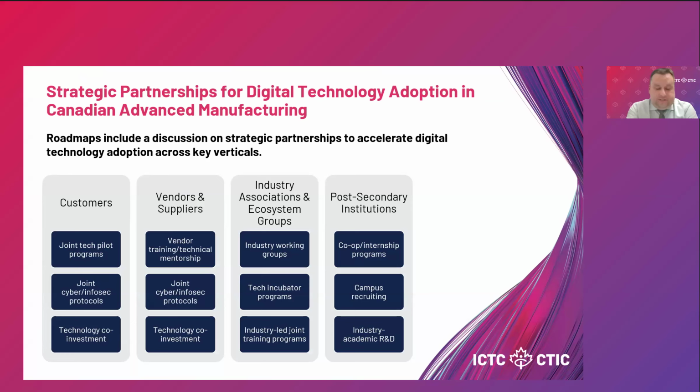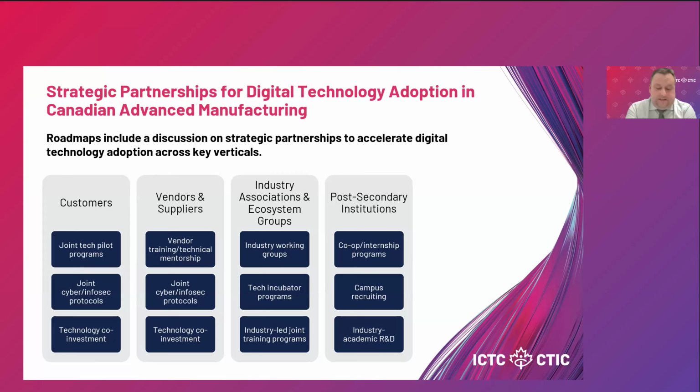So strategic partnerships are also critical. When we engaged, partnerships can help with things like joint tech pilot programs, training and mentoring, providing talent, and tech incubation. And the partners we found were firms' customers, firms' vendors and suppliers, industry associations and supporting ecosystem groups, as well as post-secondary institutions, especially for things like joint R&D or providing new digitally skilled workers to enter the industry.